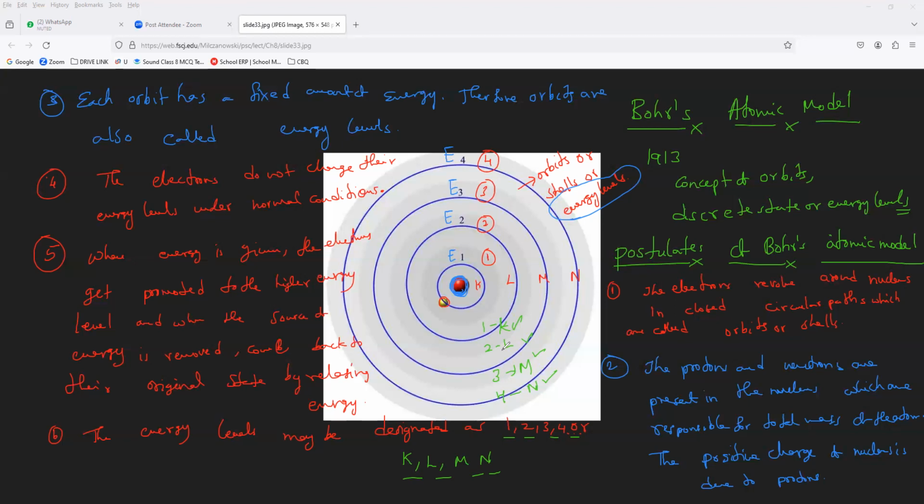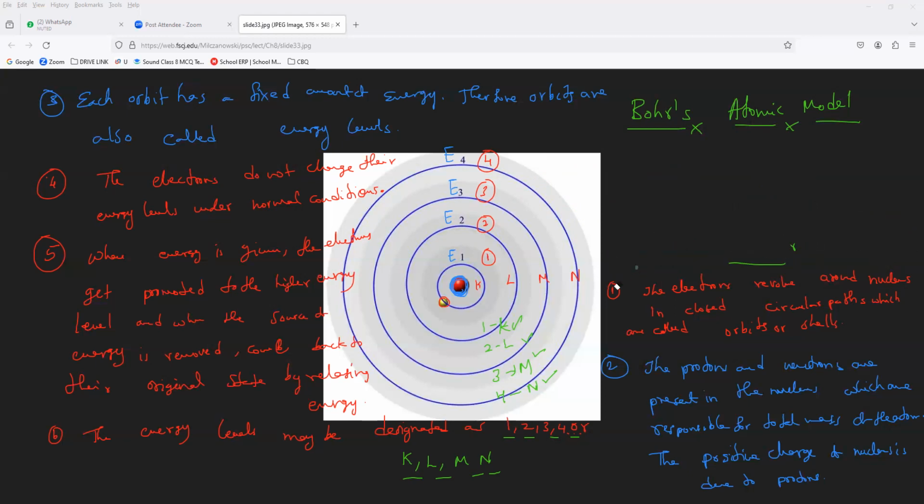Okay. So next, the energy level which is nearest. Which is the nearest energy level? E1 or E2 or E3 or E4? Which is nearest to the nucleus? E1. Yes. So that is what you have to remember, everybody. The energy level which is nearest to the nucleus is the lowest energy.